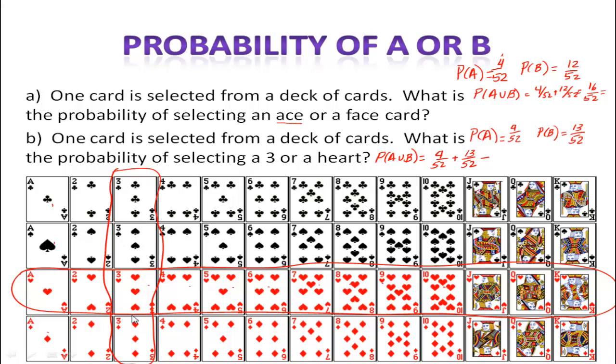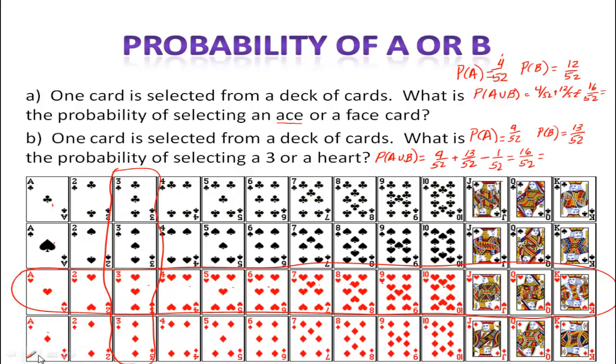I counted 4 out of 52. So I have to subtract that card from my second probability, which I counted again. Okay, 1 out of 52. So that would be equal to 16 out of 52. And you can verify that by counting just the total of your cards.